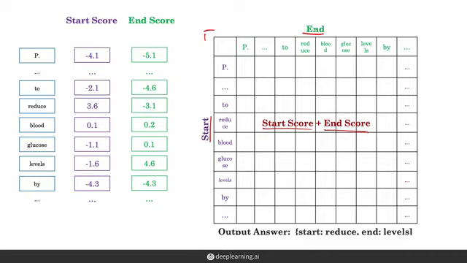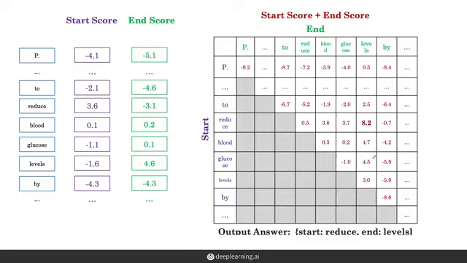For instance, to compute the score that the answer starts with blood and ends with glucose, we would fill in this cell, and we would get the start score from blood, that's 0.1, and add it to the end score from glucose, which is here, again, 0.1, to get us a score in the cell of 0.2. We can thus compute the scores for all entries in the grid.